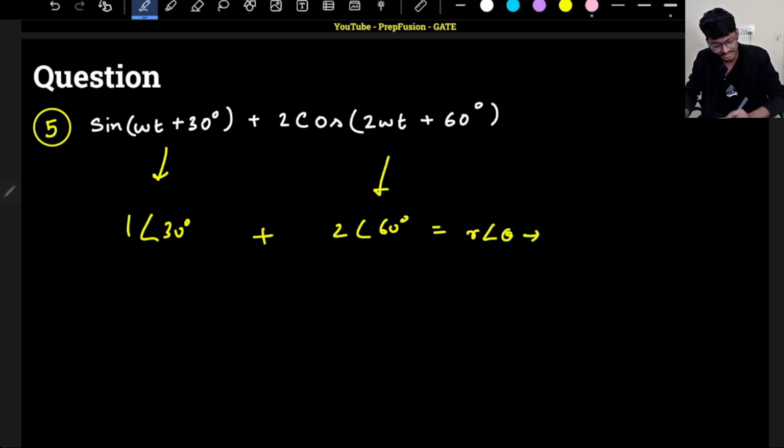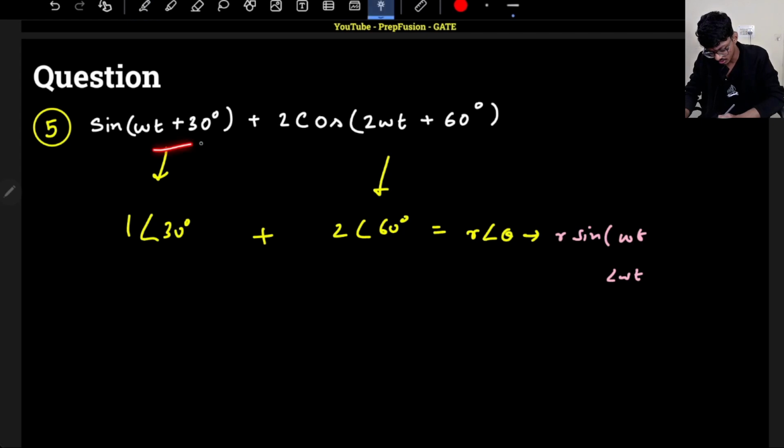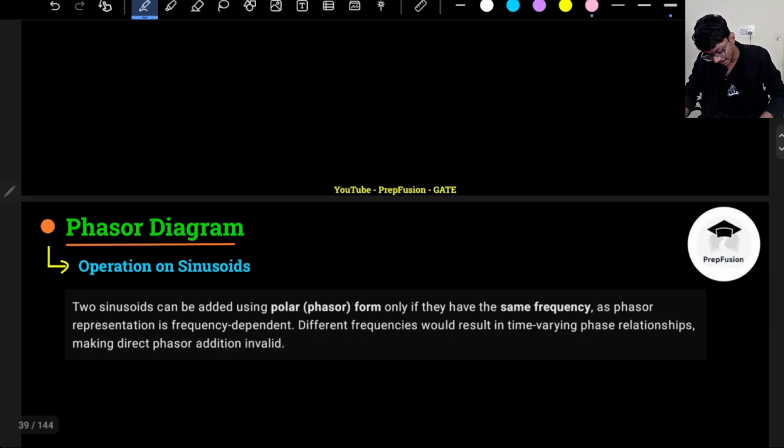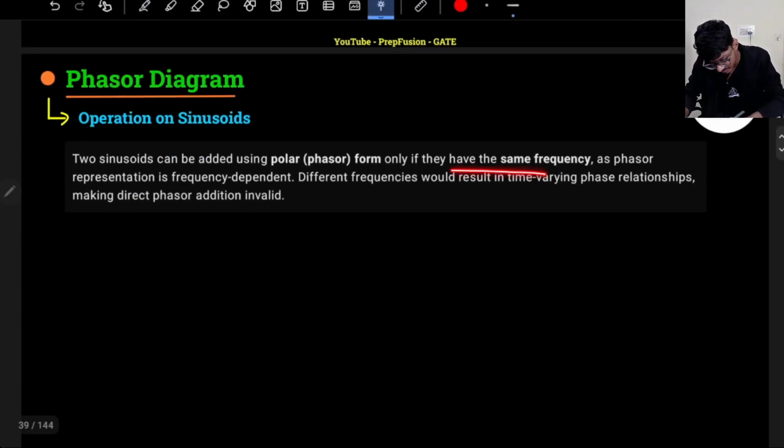Now when you come back to the reformation of the sinusoid, you will write the amplitude will be r, sine. Here what will I write? Will I write omega t or 2 omega t? Because these two have different frequencies. Both will fight. Omega t will say you should write omega t. 2 omega t will say you should write 2 omega t. There is a fight, right? So of course this is wrong. You cannot do it. You can only add if they have the same frequency.